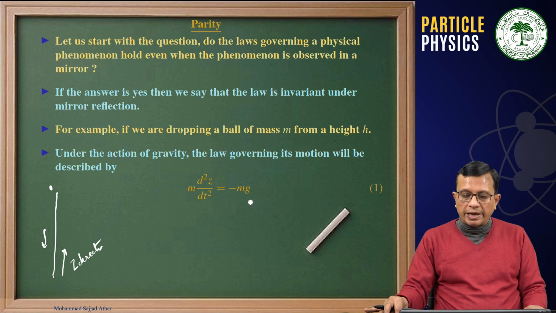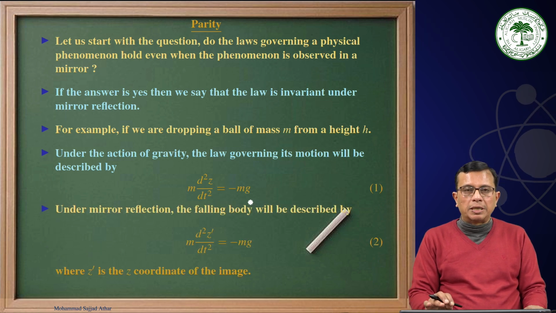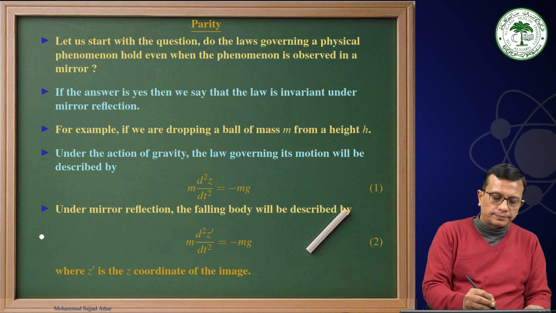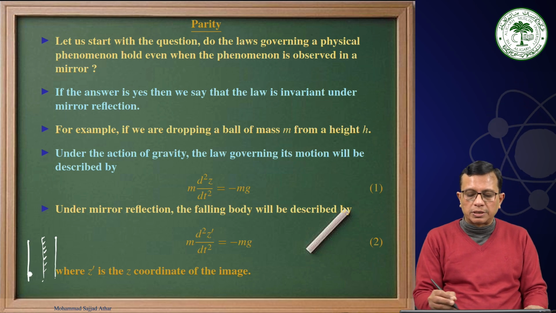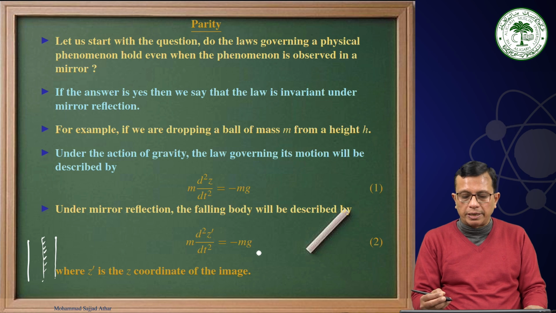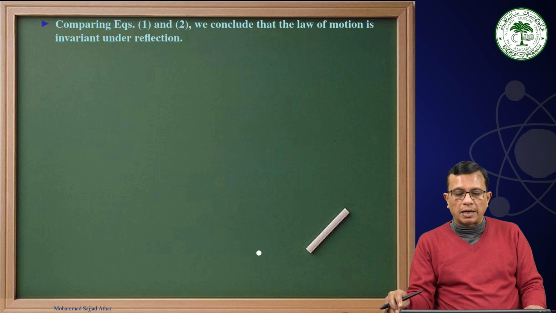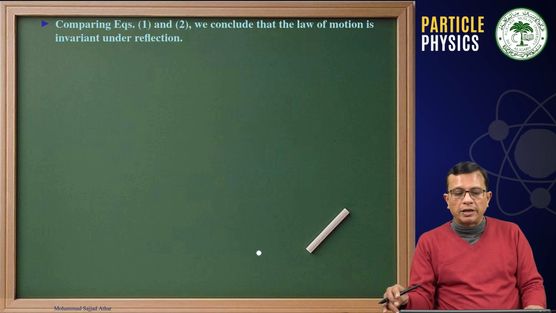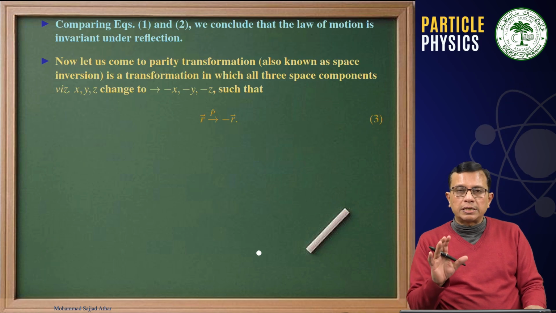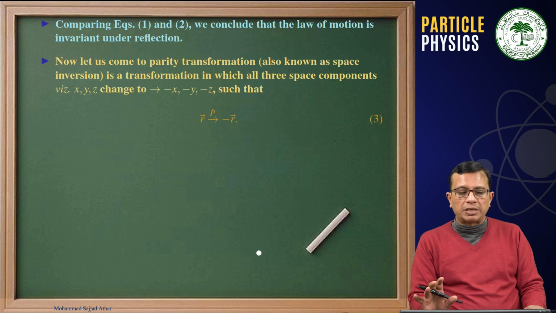Now, what will be the mirror reflection of that? Say this is the mirror. z will change to z prime, the other things will remain invariant, and therefore we will say that the law remains invariant in this case under mirror symmetry, and therefore this law is invariant under mirror reflection.